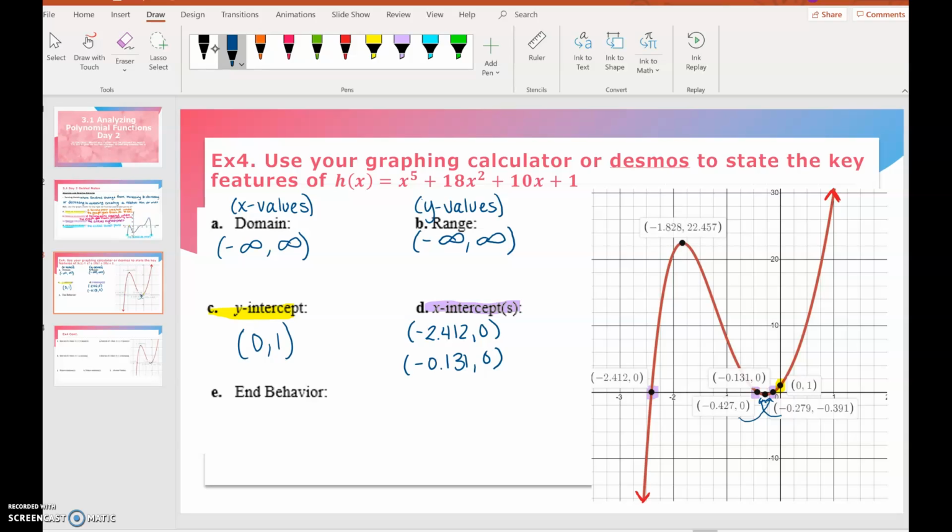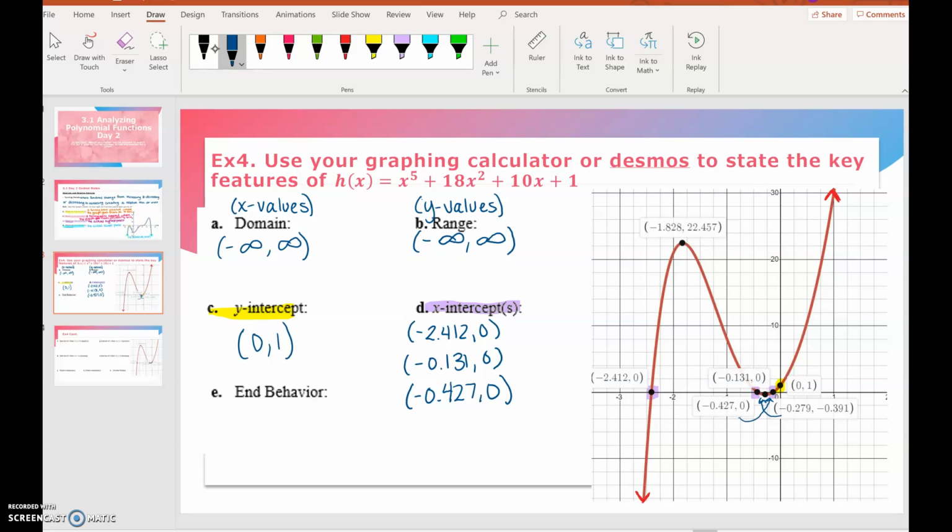The reason I know that is because I'm looking where y is 0. X-intercepts are where y equals 0, so it has to be this one. This one would not be your x-intercept because the y is not 0. So I'm going to go ahead and write that one down, negative 0.4270. So now I have my x-intercepts, and I want one more thing, my end behavior.